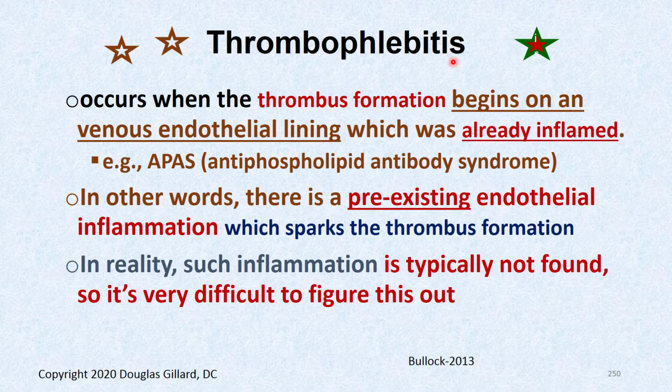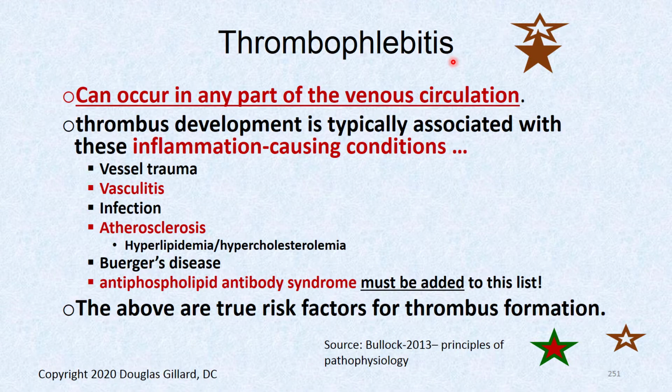But nevertheless, the definition states that you have a pre-existing endothelial inflammation, and then thrombus occurs, or clotting occurs, on top of that background of inflammation. Okay? And in reality, when they go in there and they look, oftentimes there's no inflammation even found, but we'll just stay with the theme of getting us through this. So phlebothrombosis, it can occur in any part of the venous system.